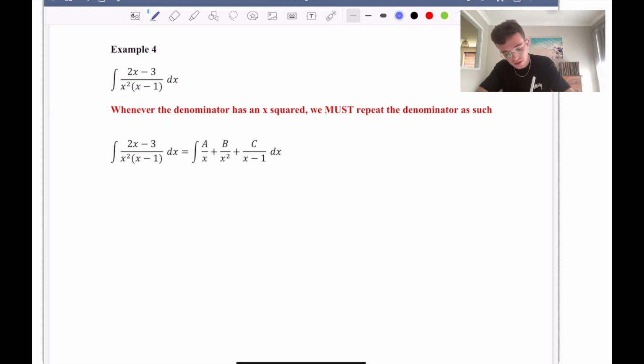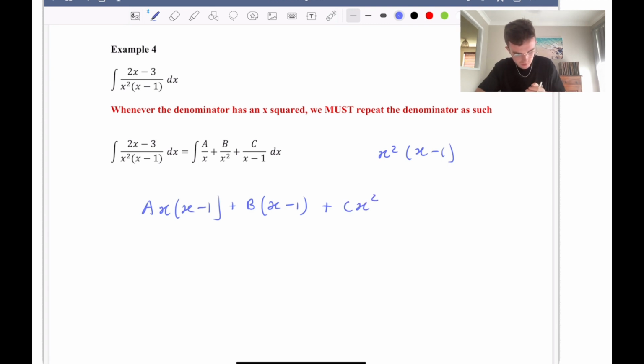So to do this, we're going to look, okay, our goal is to have a denominator of x²(x - 1). So to make the first denominator x²(x - 1), we have to multiply it by (x - 1). The second one, we only need to multiply it by (x - 1). And the third one, we only have to multiply it by x², because that would get us x²(x - 1). So if we expand all that, we're going to have ax² - ax + bx - b + cx².